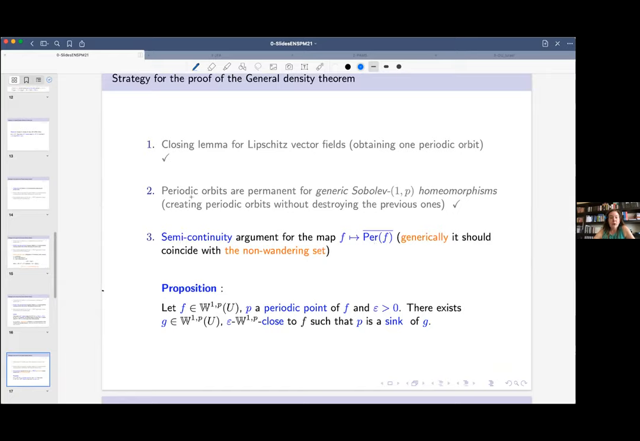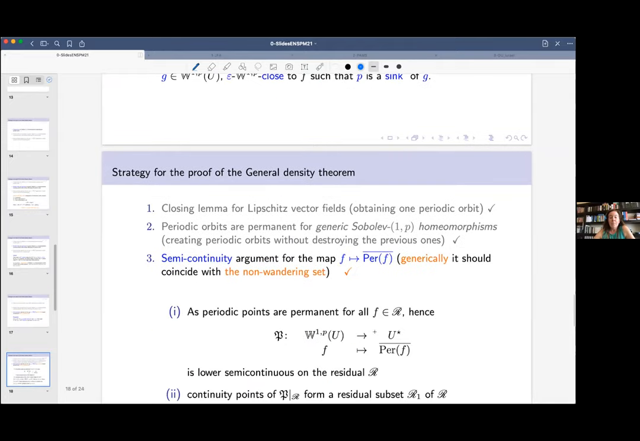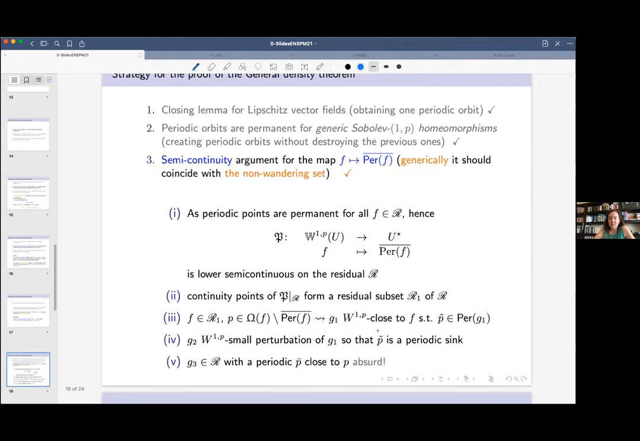Since by point two generically the periodic points are permanent, we can conclude that this map is lower semi-continuous. We also proved a proposition, which is harder to obtain in the Sobolev topology, that we are able to create periodic sinks from periodic points. Indeed, our goal is to obtain a periodic point which is permanent. And so the proof goes as follows.